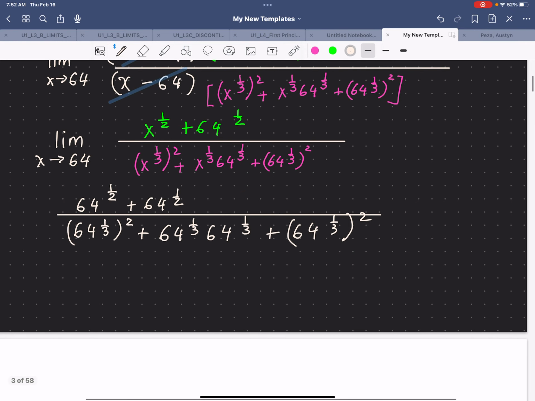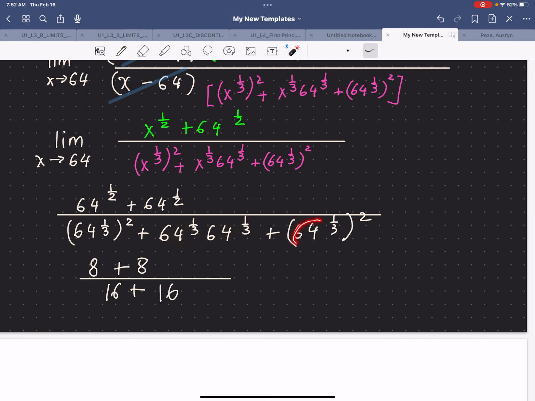So 64 to the power 1 over 2 means the square root of 64, which is 8, plus 8. The denominator will be, and this is kind of easy because we end up with the same terms, the third root of 64. Third root of 64 is 4. So this would be a 4. You square it, 16. And then plus, now the third root of 64 is 4. So we have 4 times 4, so that's another 16. And then we have the third root of 64, which is 4, square it, again, another 16.